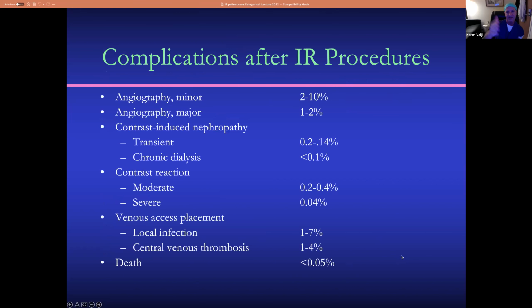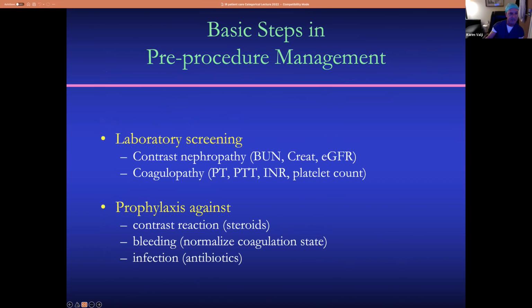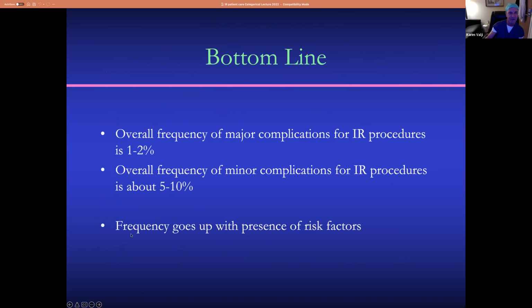Okay. These are some of the numbers. And again, I'm not going to go over them. If Tess or any of you want me to make a PDF of this talk, I'm happy to send it to you so you have it as a reference. But these are some of the rates that are useful to know. But I think a 1 or 2% rate of major complications is good, as I mentioned. And then I usually quote a frequency of minor complications of 5 to 10%, with the frequency going up if you have risk factors, obesity, advanced age, what have you.